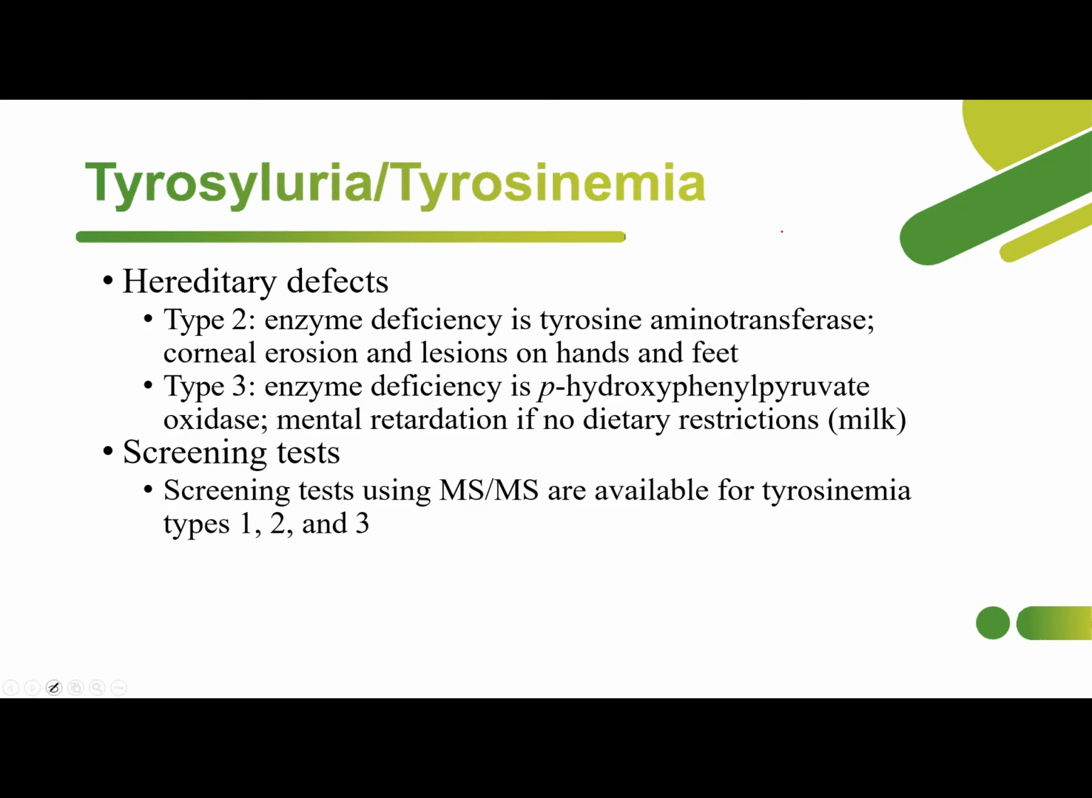Then type 2, class, is also a hereditary defect. So type 2 and type 3 are hereditary defects. Type 2 is caused by the deficiency in the enzyme tyrosine aminotransferase.